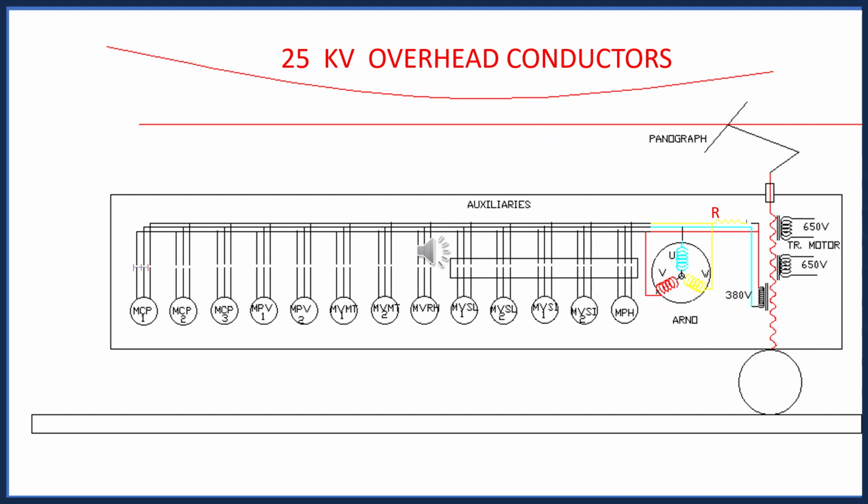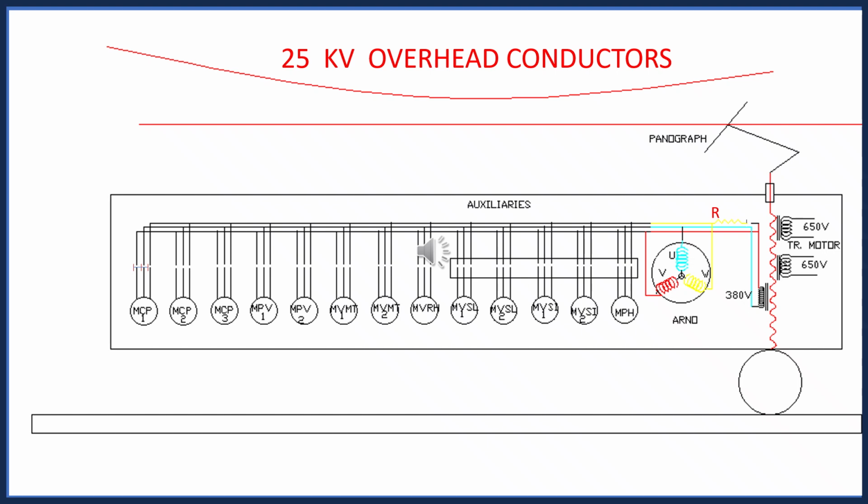But how will it start? You know, a single phase motor has no rotating flux. So what we have done is, from the single phase, we have given a starting resistance. It has been shown in the yellow line. There is a resistance with a switch. When the loco is started, the switch is closed and a phase difference occurs, and the Arno has started to rotate.